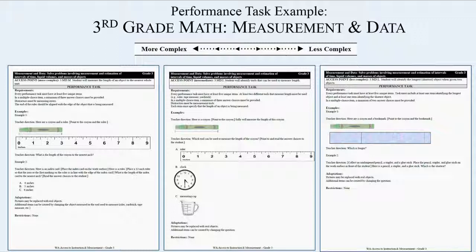So if I take a look here, the access point here is the student will measure the length of a given object. So the requirements here are all set up. The example is set up. Teacher directions are set up. So it says very clearly, although it's a little blurry here, here's a crayon and a ruler. And it literally says, you don't need this direction probably, but it says, place the crayon next to the ruler.